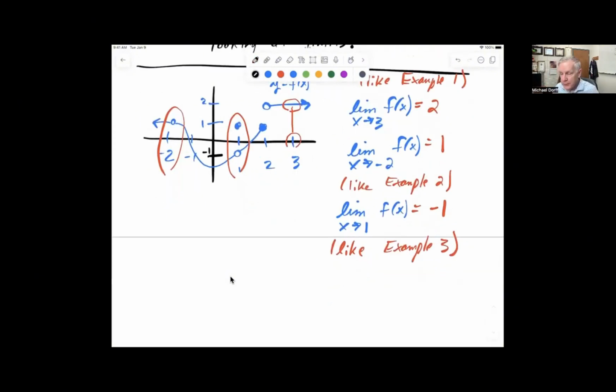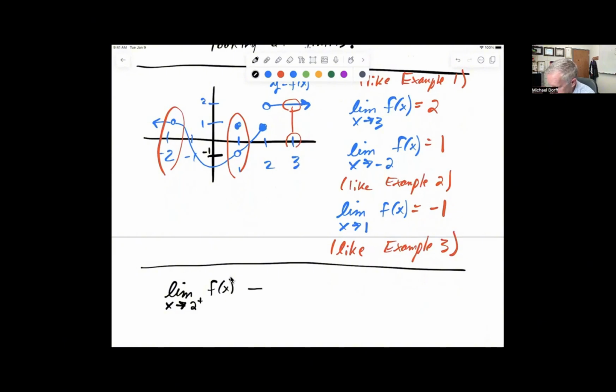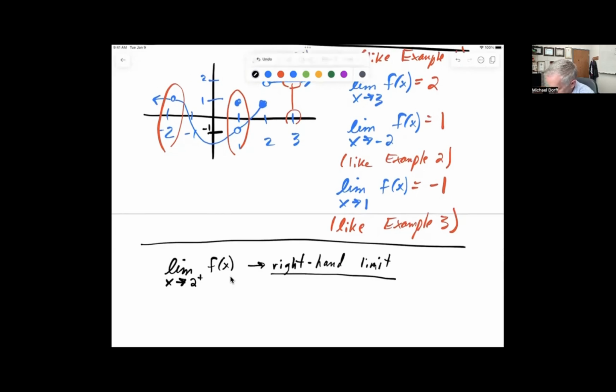Okay. We can also talk about limits going from one side. So we have this idea of the limit as x is approaching a point from one side. For the example we have here, this is called a right-hand limit, and it means we approach 2 from numbers a bit larger than 2, but not less than 2.